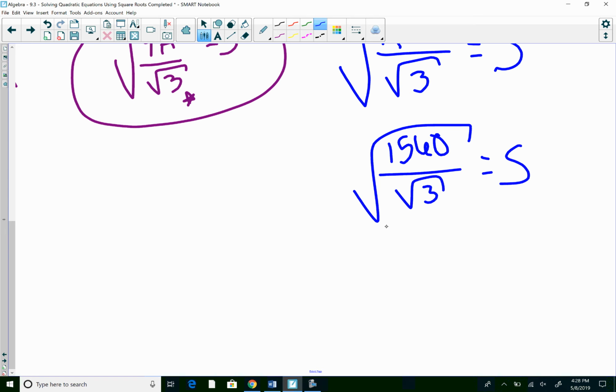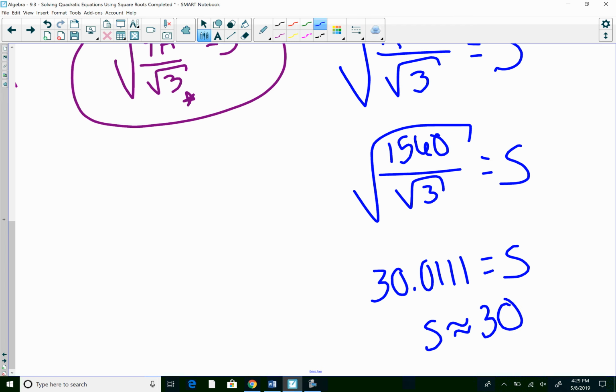And I believe when you do this in your calculator, it's like 30.011. I think there's a third one in there. And yeah, so they just want you to approximate. In this instance, your side length is approximately 30 inches.